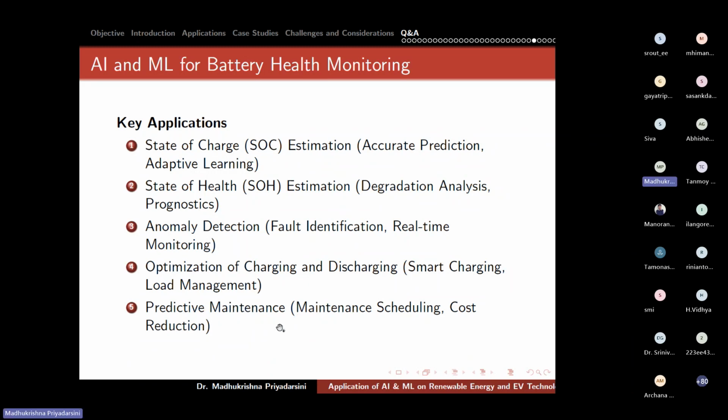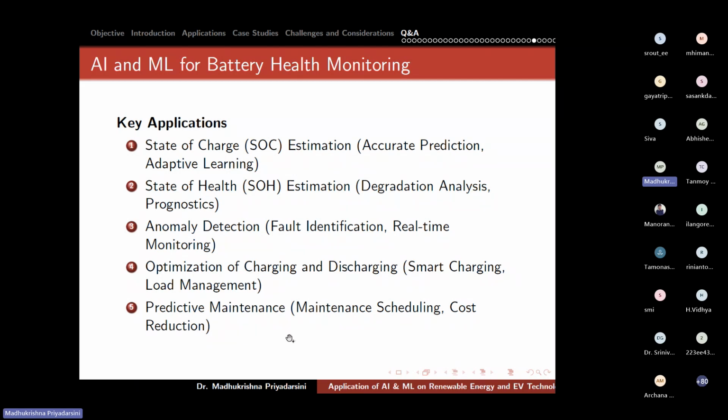Predictive maintenance is basically maintenance scheduling: within 10 days or 15 days you need to go for maintenance, or it gives you the prediction of your battery's lifetime. This is the current health of your battery, and this is the SOC, or state of charge estimation, of your battery. Considering all these points, you need to go for scheduled maintenance on this day. So that is your predictive maintenance.